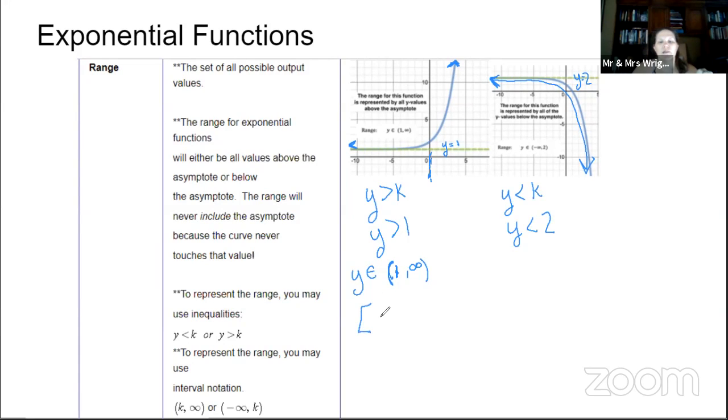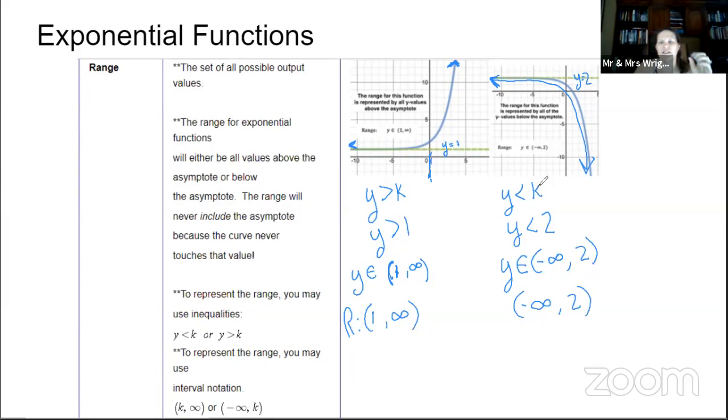And then another way to write this would be interval notation. Oops, sorry. It's not a bracket, it's a parentheses. It's just going to be like this, okay? This is the range. So y is an element of negative infinity to positive 2. Or we have negative infinity to positive 2. All right, so these are different ways that you can write out what your range is.